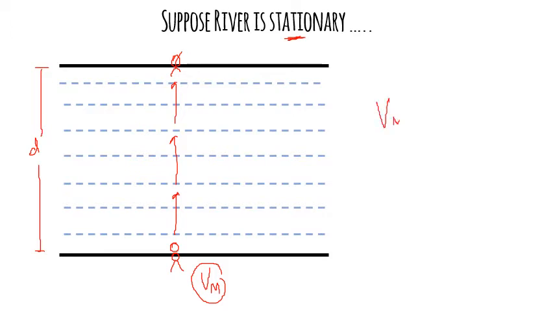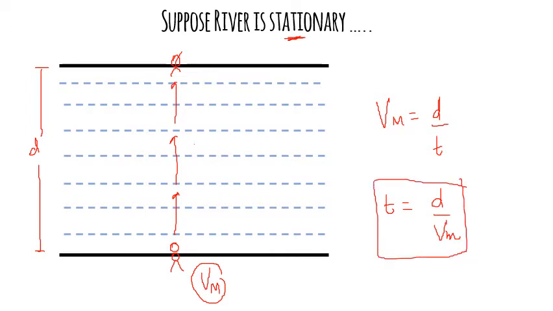Velocity is basically distance divided by time. So how much time will it take? It will be d upon Vm. And there will be no horizontal drift. The man will not go in the horizontal direction, either forward or backward. He will only go in the upward direction because there is no movement of the river.